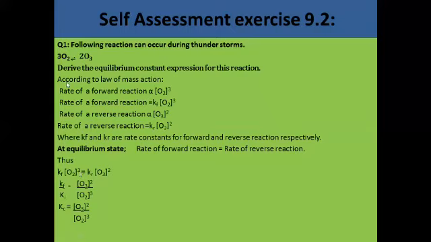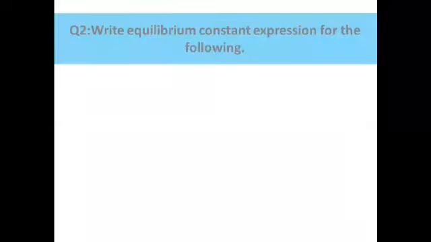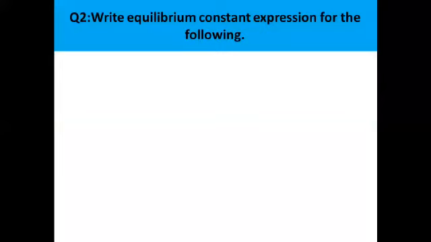In this question, as they ask us to derive the equilibrium constant expression, deriving means we have to follow all the steps. In the second question, they only asked us to write the equilibrium constant expression. We only have to write it. We will not derive it, as there is no need to derive it, because the question only asks about writing the equilibrium constant expression.